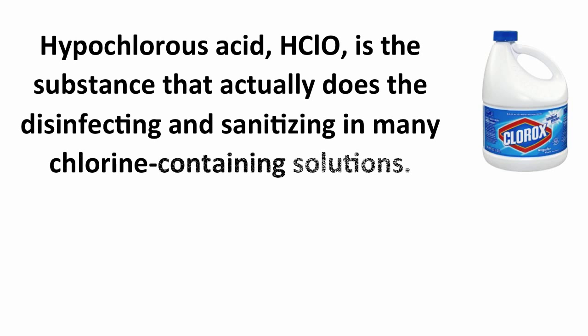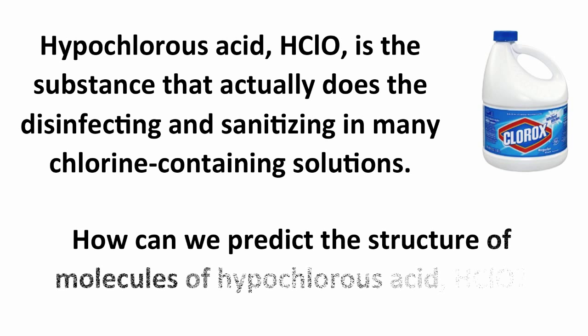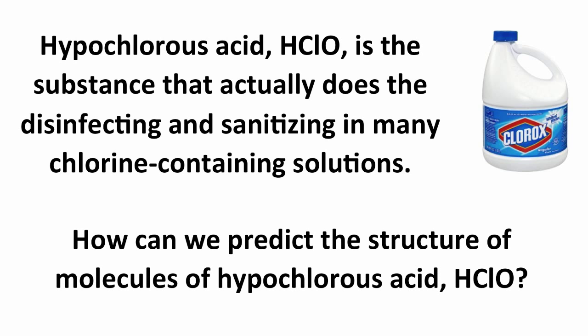In disinfecting solutions like chlorine bleach, the substance that does the disinfecting and sanitizing, so what you use in cleaning up in your house or what's used to keep pools nice and fresh and sparkling, the active ingredient is often a substance called hypochlorous acid, HClO. HClO consists of a hydrogen atom, a chlorine atom, and an oxygen atom, but how could we predict the structure of molecules of hypochlorous acid?